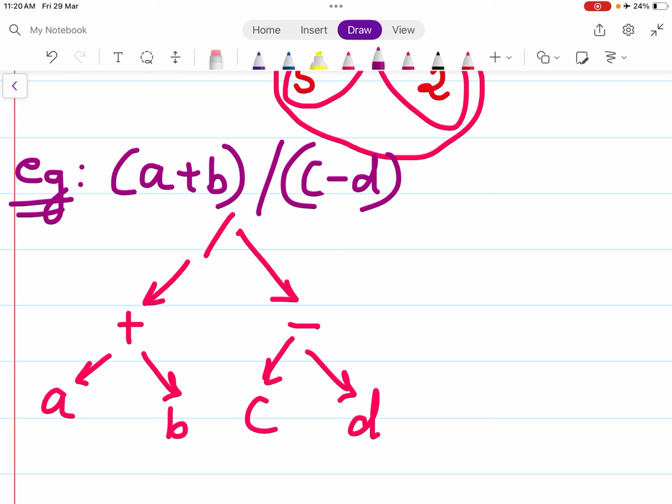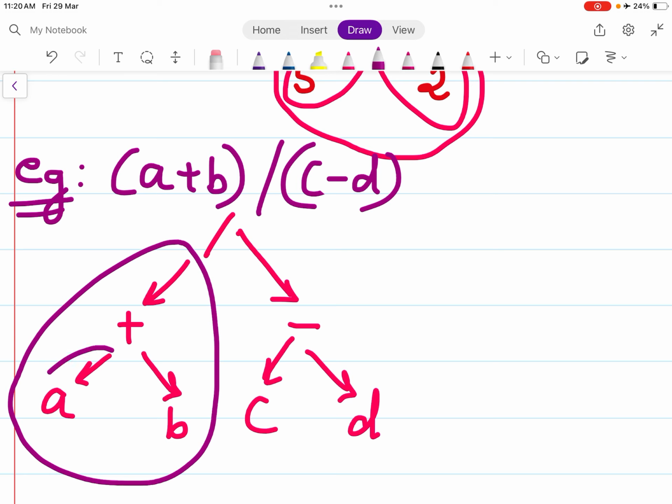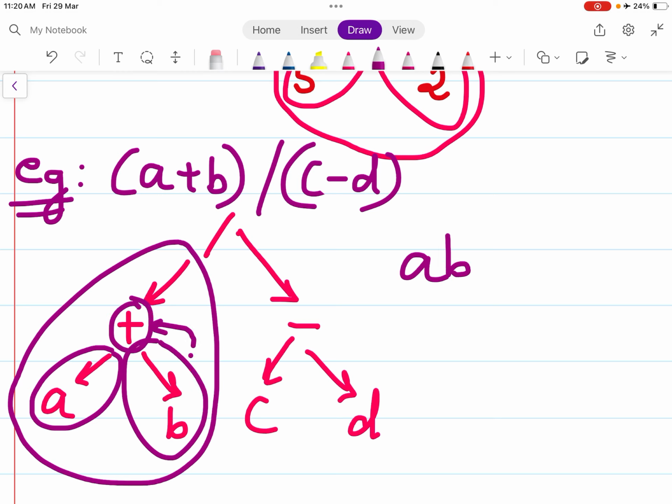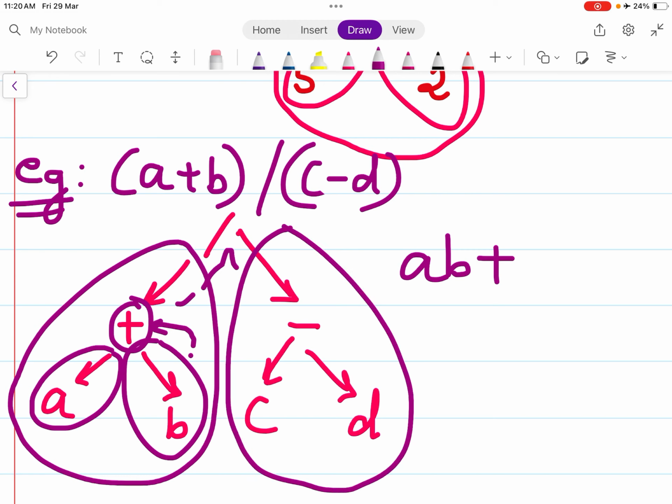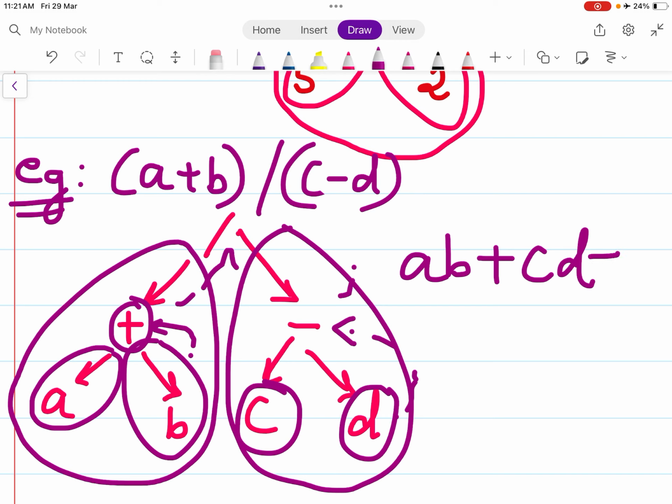So according to the rule, first see the left subtree. So the left subtree is this. In this left subtree, see the leftmost element. The leftmost element is a, so first a. Then see the rightmost element. The rightmost element is b. Then backtrack and see the root. Root is plus. Then again backtrack. Then this left subtree is over. Now go to the right subtree. In the right subtree, go to the leftmost element c. Then go to the rightmost element d. Again backtrack, go to the root, minus, again backtrack and go to the root, that is division.